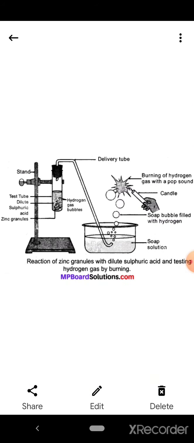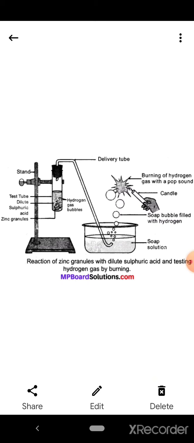Now see, we have to study how acids and bases react with metals. You can see the apparatus as shown in the figure. Observe carefully this set of apparatus. What we have to do here is take about 5 ml of dilute sulfuric acid in a test tube. That is, take dilute H2SO4 solution and add a few pieces of zinc granules to it.